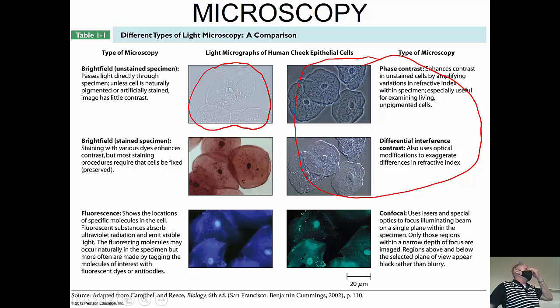This has no stain in it, but look at how much detail we can see. This can be done using living samples, and it doesn't require any stain. You could add stains to it if you, say, wanted to see a specific feature of the cell, but you get a lot more detail. So what this is doing is just increasing the contrast, similar to what you might do with a digital photo, where you can increase the contrast to get additional detail.